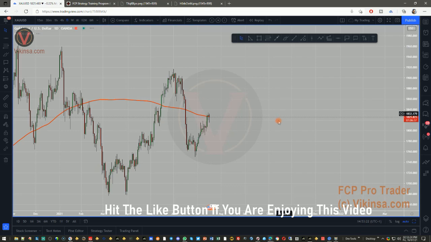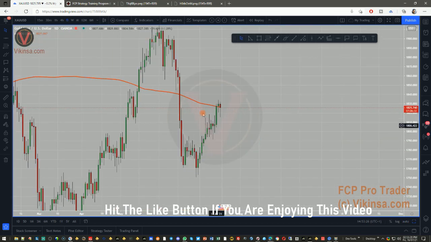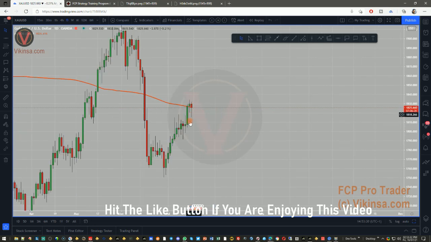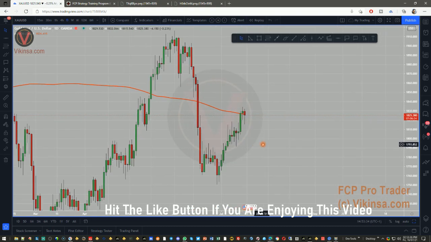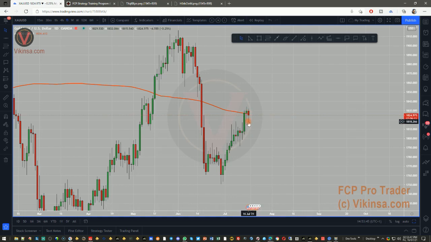If I go to the daily time frame, there is no surprise that the market has come to retest the 200 moving average, and it is now showing a sign of rejection. There is a bearish candle. So far it has been bullish, and this is what I posted in our gold analysis as well. The market was expected to come to the 200 moving average around 1826 at that point in time, and then it was supposed to show some rejection.